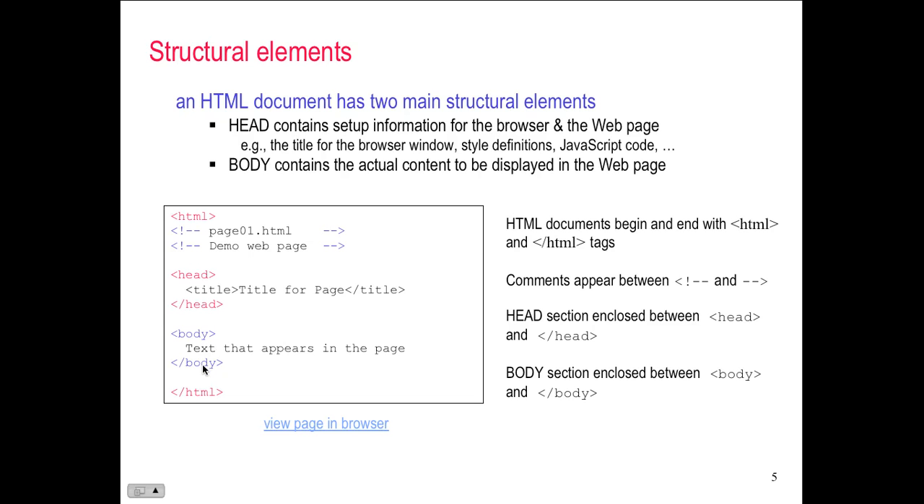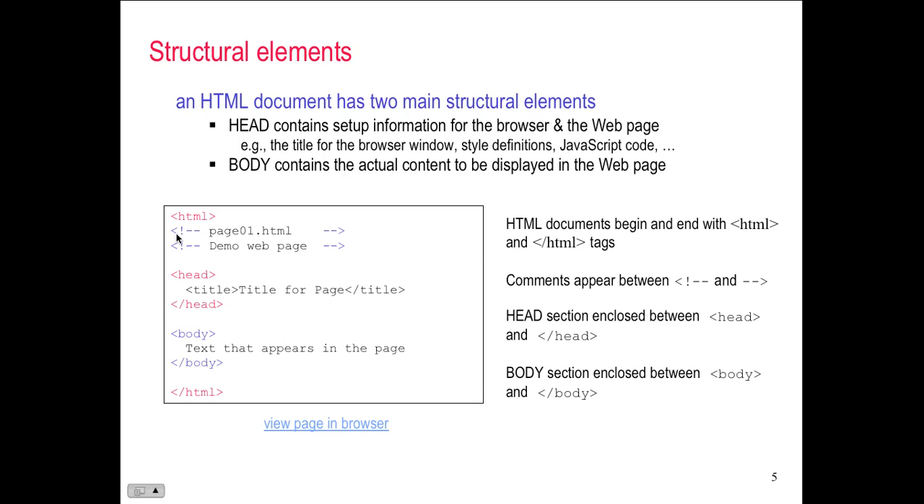Now, the color coding here is to try to help you figure out the differences between the different levels. It is a hierarchy, by the way. The body comes after the head, and all this stuff comes in between HTML. So head contains the information for the browser, the browser window, style definitions. Your CSS will go in the header section. JavaScript code will go in the header section. The body contains the actual content of the page.